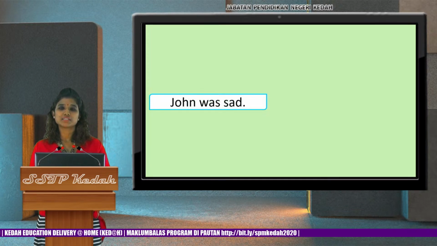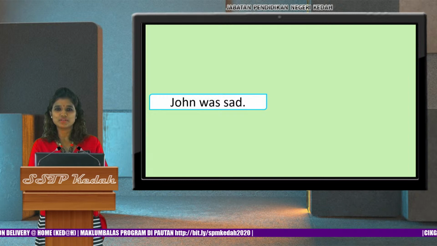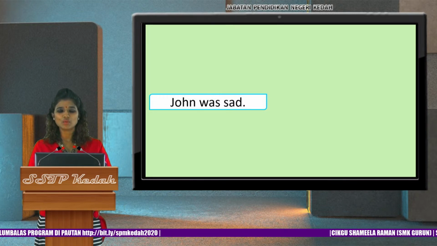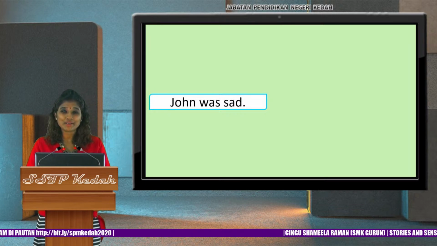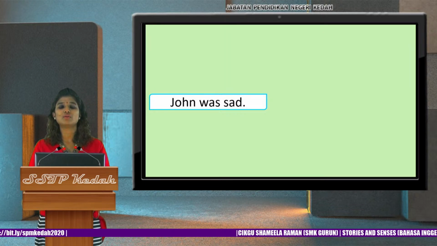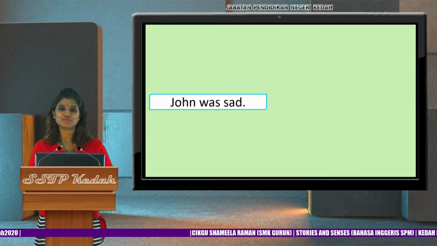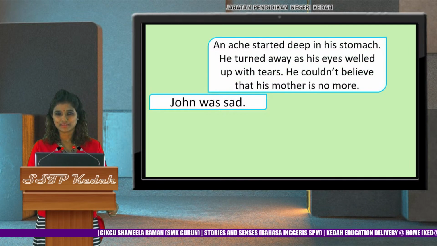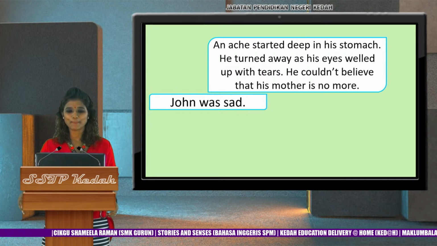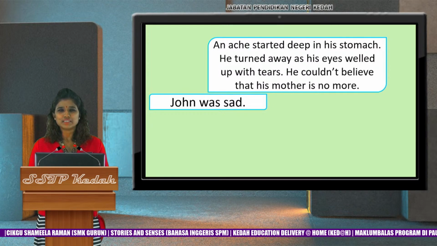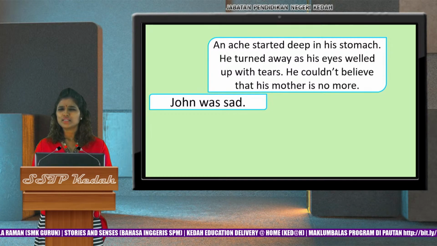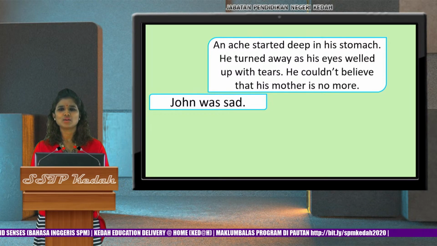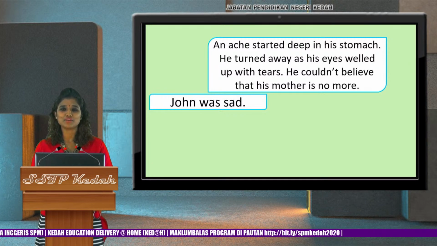John was sad. Of course, you understand. John was sad, okay, he's not happy. But you're missing out how he became sad, what is his reaction when he's sad. All these are very important for your descriptive essays. Okay, so I'm looking at this. These are two samples. An ache started deep in his stomach. He turned away as his eyes welled up with tears. He couldn't believe that his mother is no more.